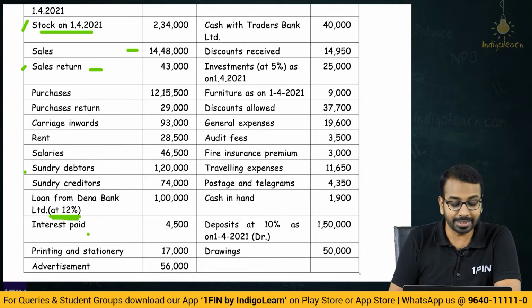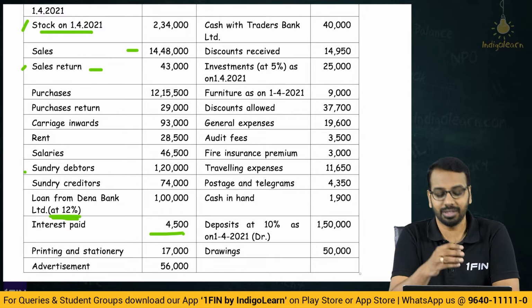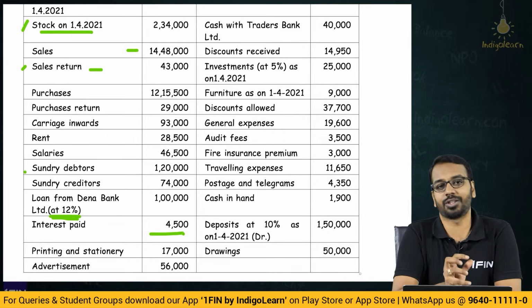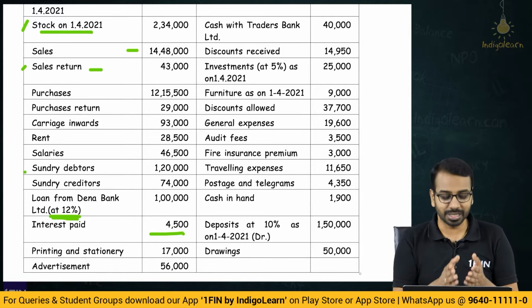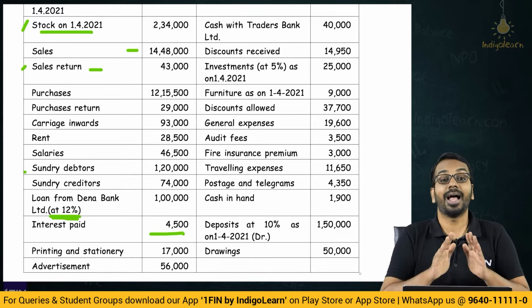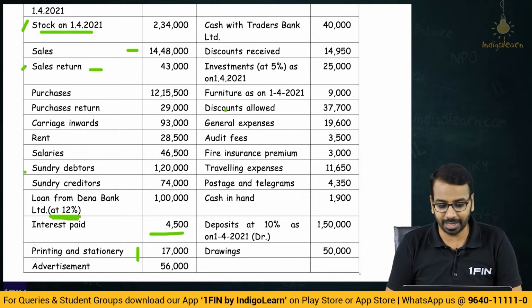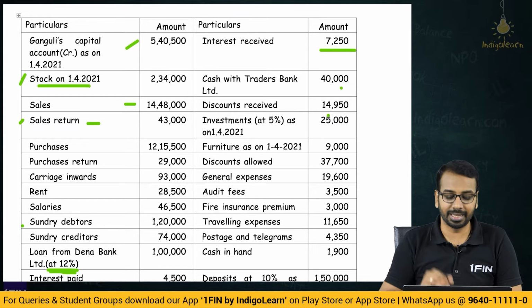Then interest paid 4,500. So they have not only given the loan amount, they also have given the interest paid amount of 4,500. So whatever is the interest due for the year, or the interest payable for the year, from that you have to reduce this 4,500 that is already paid, and the balance becomes payable. Printing and stationery 17,000. Advertisement 56,000. All of these are again P&L items. Then interest received, this is our interest income. Cash with Traders Bank, cash at bank 40,000. Discount received, P&L income side.